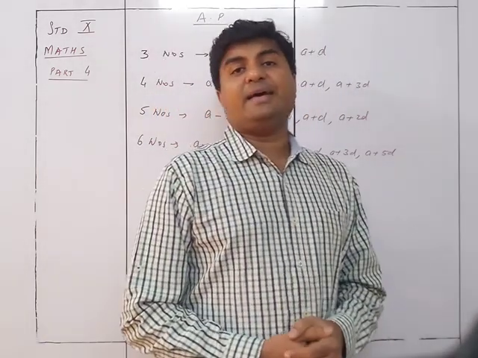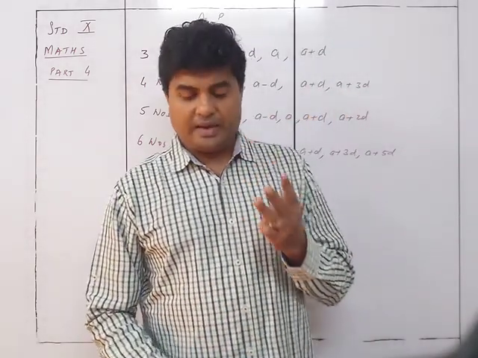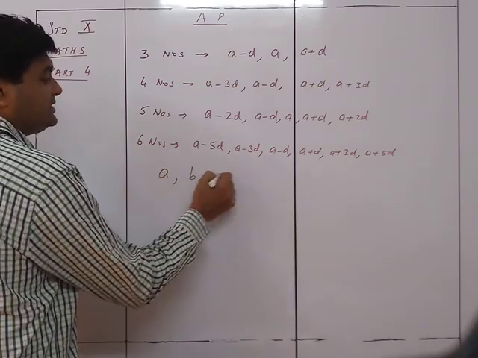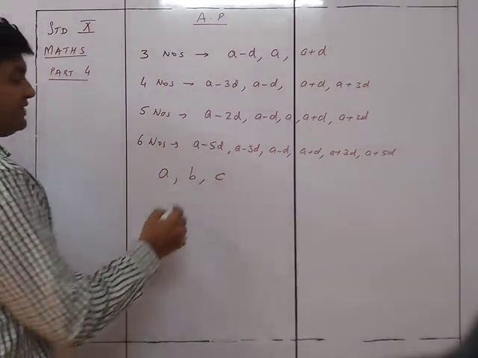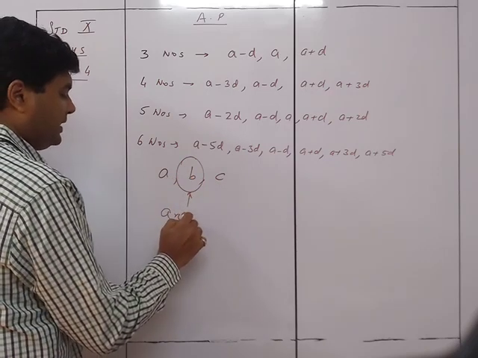The next thing is when there are only 3 numbers which are in AP. So if it is like this, that if A, B and C are in AP, then we say that B is called the arithmetic mean.